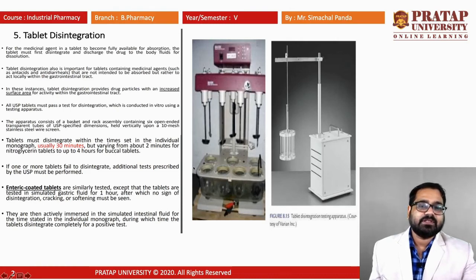There is a 7-station dissolution test apparatus in which one unit consists of a basket which is maintained at a temperature of 37 plus or minus 0.5 degrees centigrade, sometimes 37 plus or minus 1 degree centigrade, and it is filled with the biological fluid in which the drug has to be dissolved, and it is attached with what is known as the paddle type of rotator.